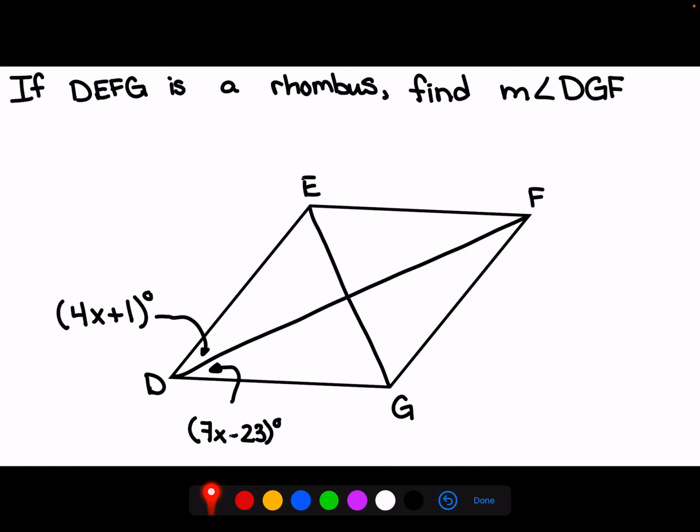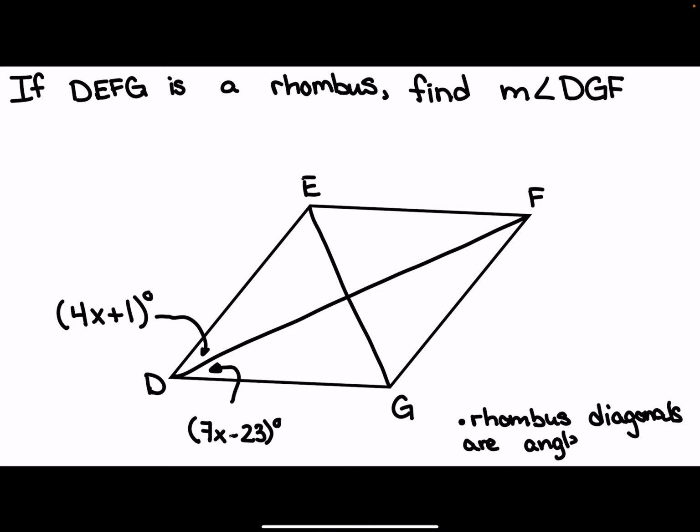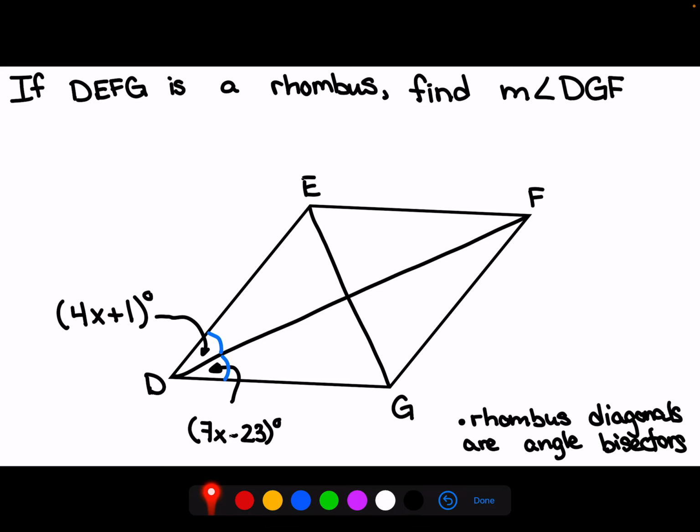Next up, if DEFG is a rhombus, find the measure of angle DGF, this full angle over here. So first off, since this is a rhombus, I'm given that we have these two angles. These are the only angles that have measures here. Now, if that's the case, I can use these to set up an equation, because in a rhombus, we know that diagonals are angle bisectors. So these two angles are congruent because they're being split in half by DF. So if they're congruent, I can set them equal to each other.